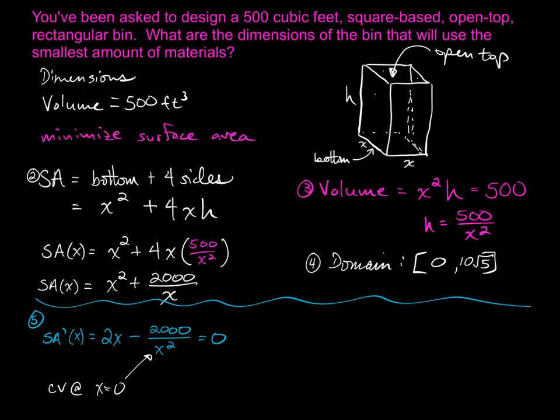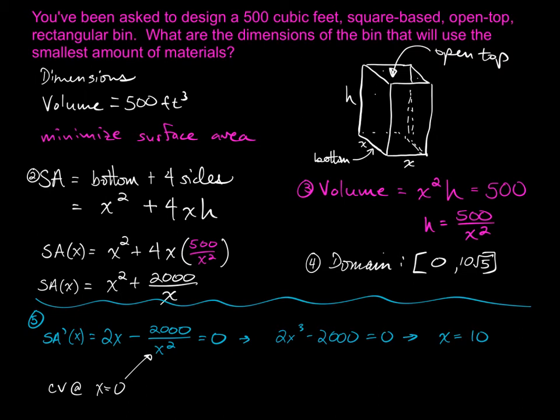But if you actually solve this equation for x, your first step would be to multiply everything by x squared, or whatever's in the denominator. If you have a different example that you're working through, just multiply by whatever's in the denominator, and that'll give you an equation that looks like this. 2x cubed minus 2,000 equals 0. Then you can divide everything by 2 and solve with a cube root property, and that will tell you that x equals 10.